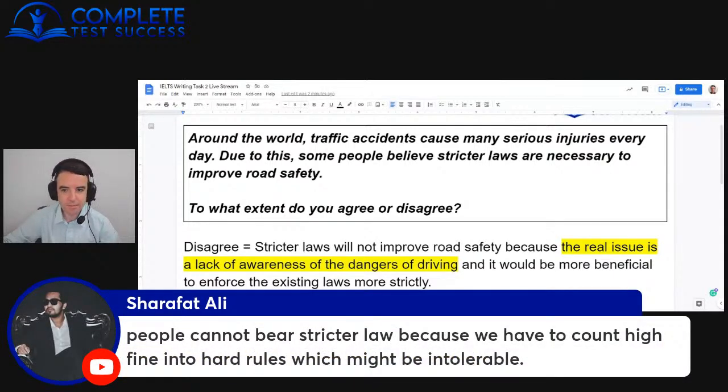Sharafat: People cannot bear stricter laws because we have to count high fines into hard rules, which might be intolerable. Okay, so you're saying stricter laws will work because people cannot afford to pay the fines. Good, that works.